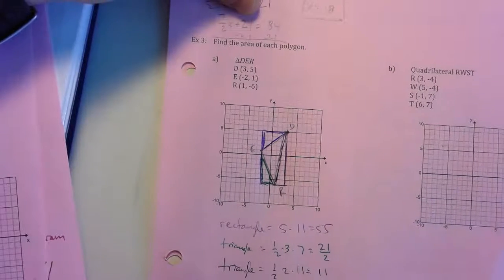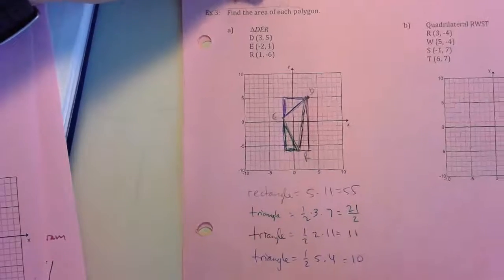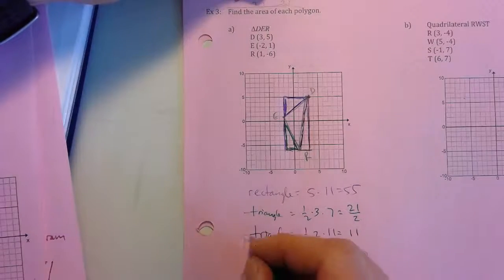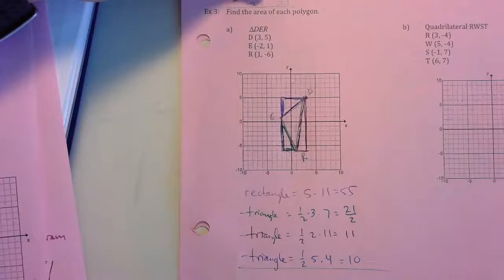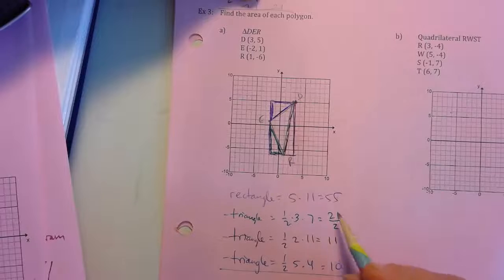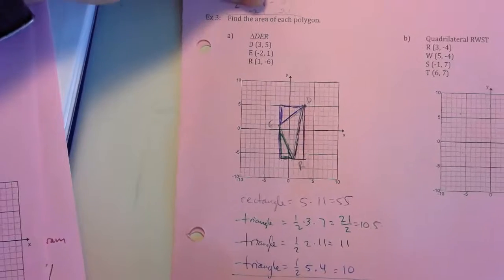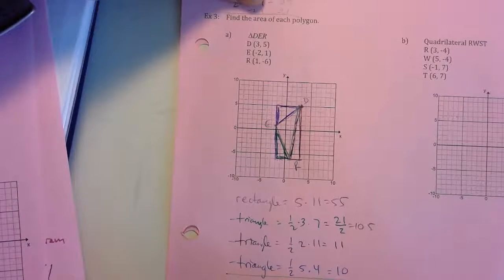Okay. Now notice that we cut the rectangle out. We're not going to add them together. We're going to subtract them. We'll subtract all those to get our final answer here. Okay, so 55 minus 11 is 44. Minus 10 is 34. Minus 10.5. So that's going to give us 23.5.